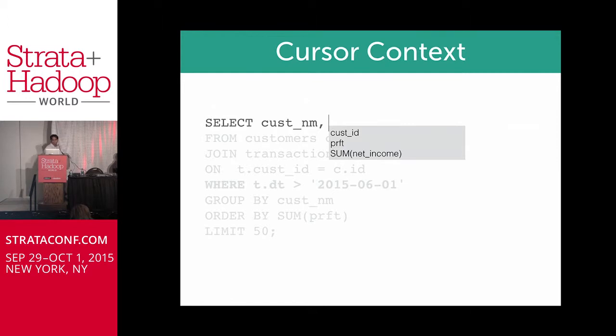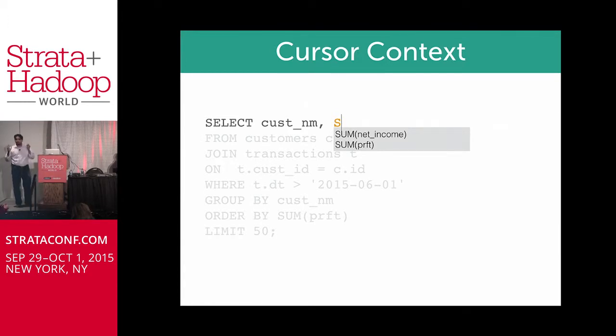Cursor context. If I'm in this particular context, the best suggestions happen to be cust ID, profit, and sum of net income, and so on. And if I typed a particular character, then my recommendation should change, and the previous recommendation should be filtered effectively by the additional context that I have provided to the recommendation engine.